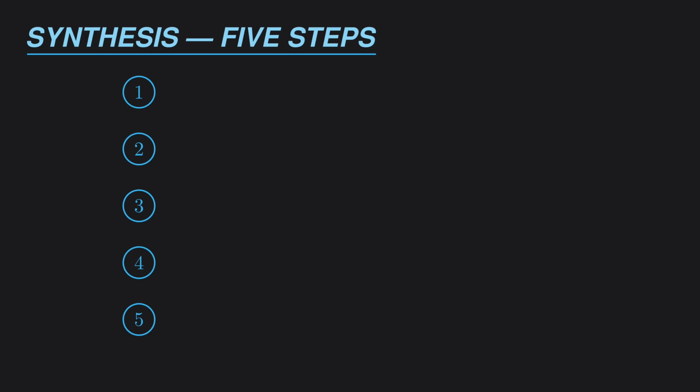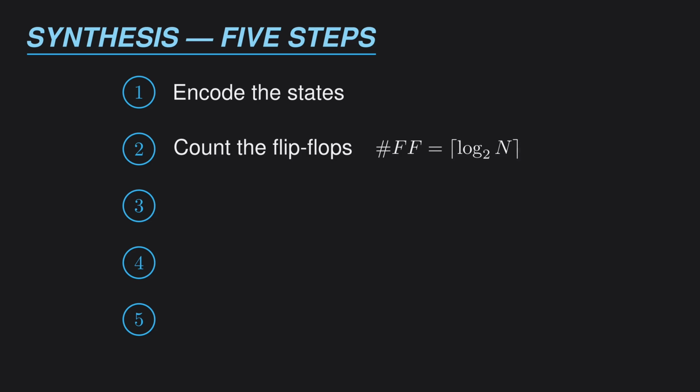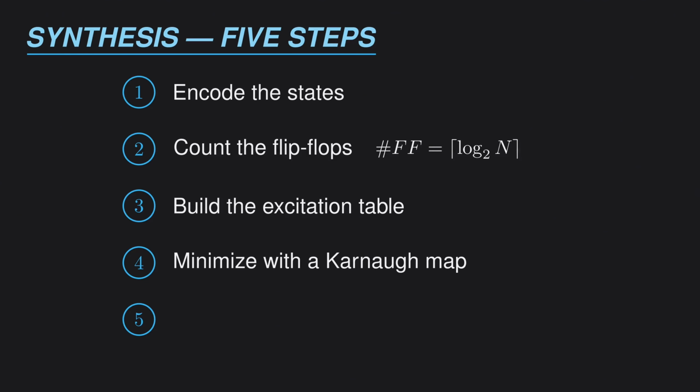Synthesis is a fixed pipeline. Encode the states. Count the flip-flops with log base 2, rounded up. Build the excitation table for your flip-flop. Minimize with a Karnaugh map using do not care entries. Then draw the circuit. Same 5 steps every time.